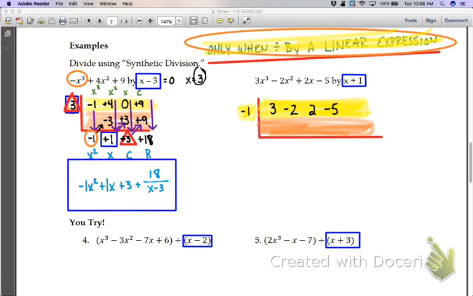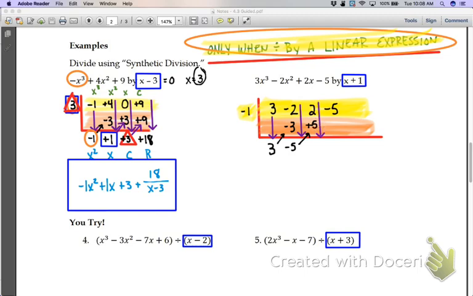Now, what do we do with the 3? Drop it like it's hot. So, 3. What are we going to do with the 3 and the negative 1? Multiply it, so I'm going to get negative 3. Negative 2 and negative 3 gives me a negative 5. What am I doing with the negative 5? What do I need to multiply it with? The negative 1. So negative 1 times negative 5 is positive 5.